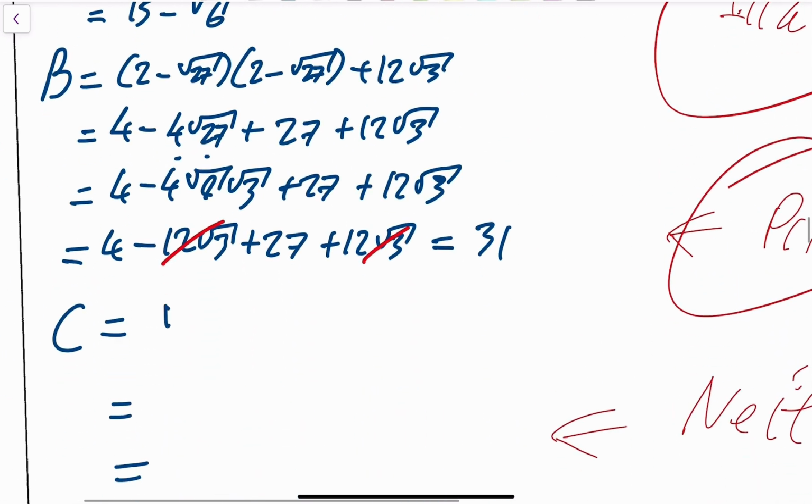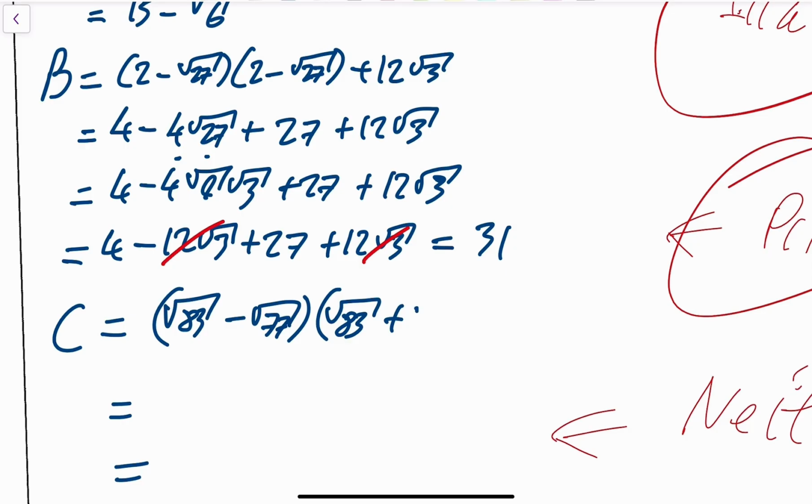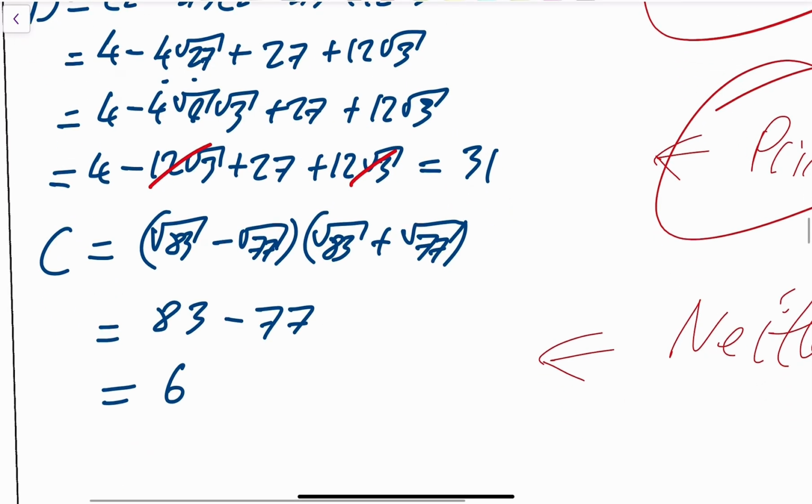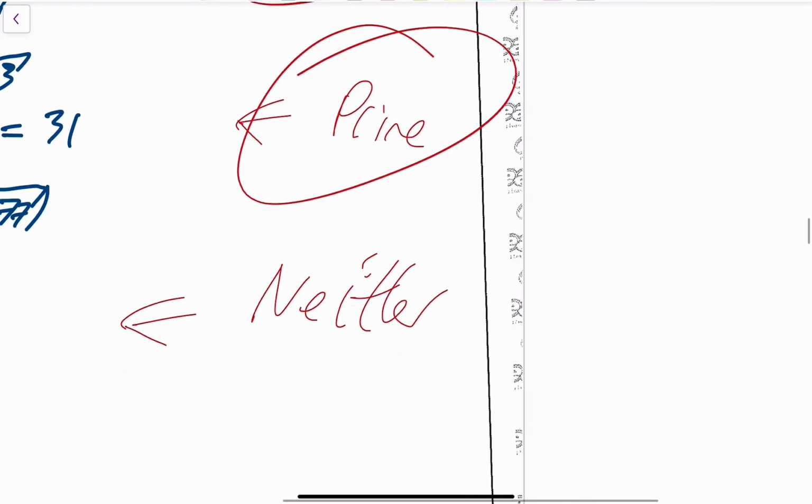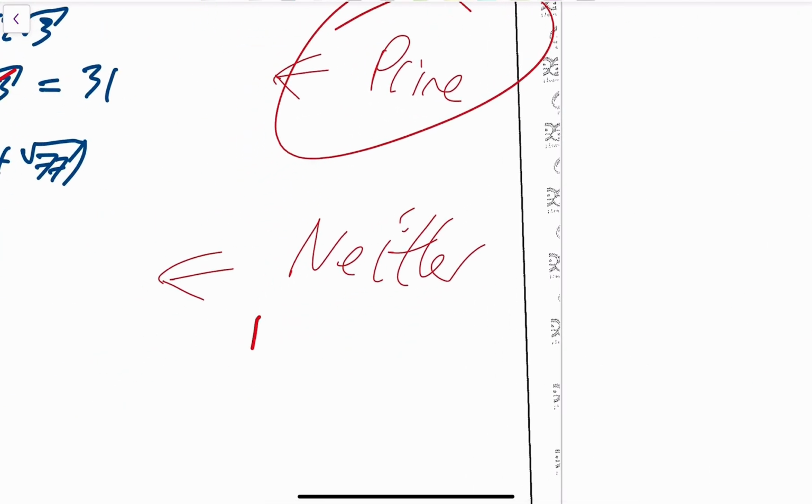Part C, what was it? Oh, it's a nice one. It's root of 83 minus root of 77 upon root of 83 plus root of 77. This is a difference of two squares. That's just going to give you 83 minus 77, which just gives you 6. And 6 is neither prime nor irrational.